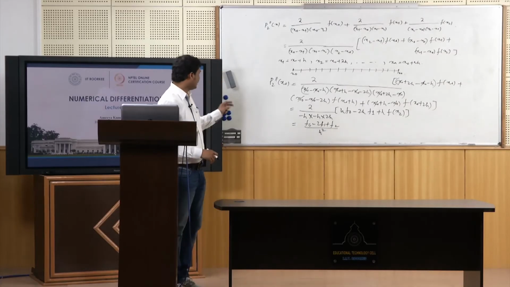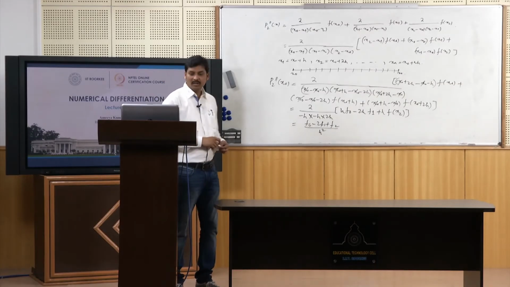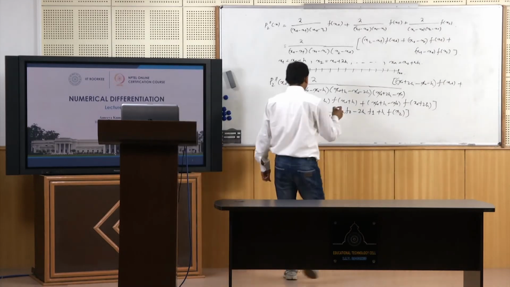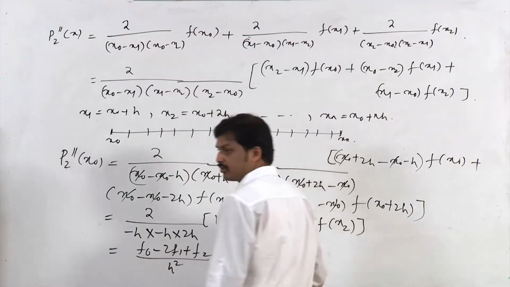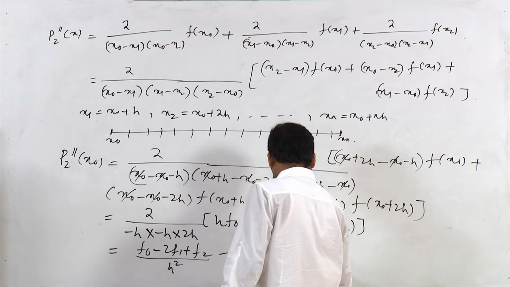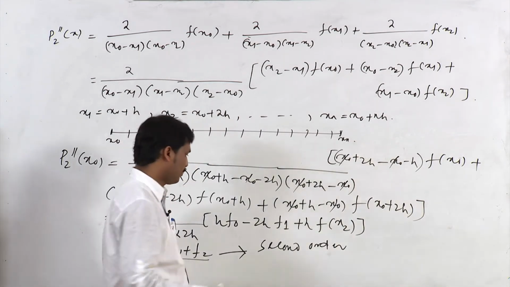Here f0 is nothing but f of x0, f1 is nothing but f of x1, and f2 is nothing but f of x2. This is called the second order forward difference formula. You can also get the same formula using the Taylor series expansion. This is called the second order forward difference formula.